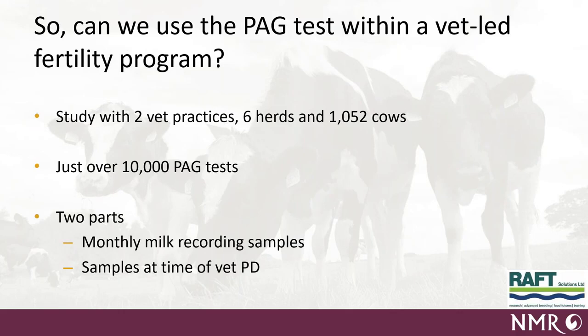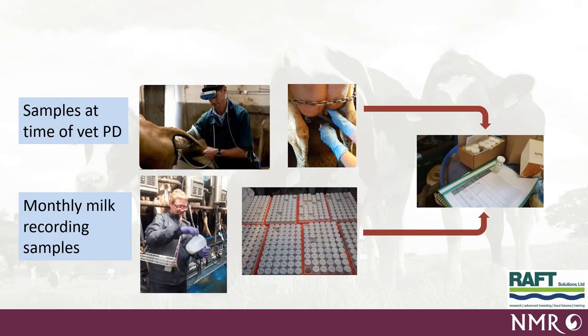And we did 2 parts to this. We did monthly milk recording samples from our recruited study cows. They all had the PAG ELISA test on them. And we also collected samples at the time that the vet did ultrasound pregnancy diagnosis. So there are a couple of photos from it. Again, it was practical, it was real life. Real milk recorders took the samples, everything just happened, posted through to the laboratory, analysed in the same way. So it was a very field-based study.